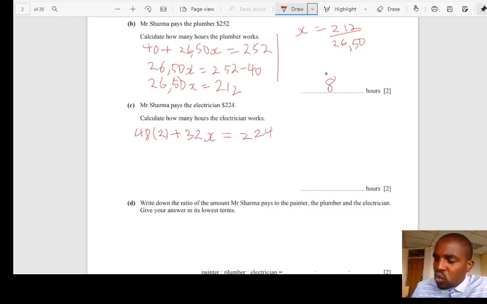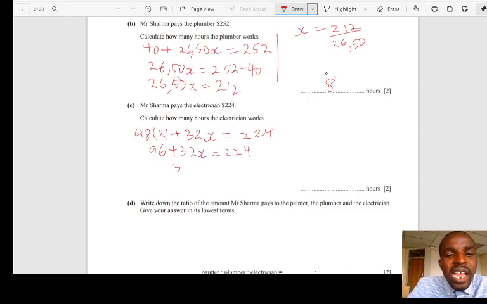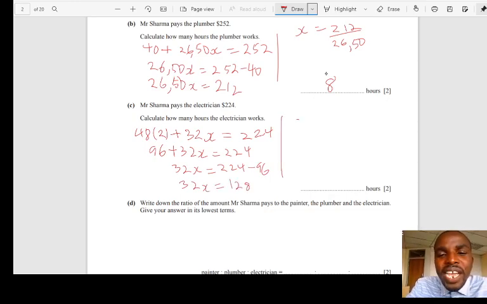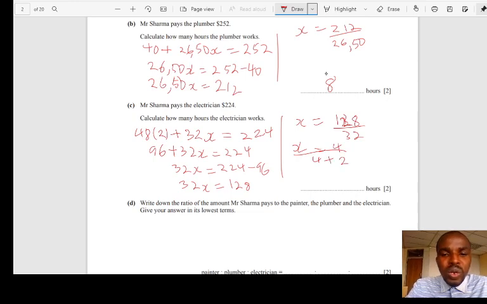Then multiply 48 by 2, you get 96. So 96 plus 32x equals 224. Collect like terms and simplify. 224 minus 96, you get 128. So 32x equals 128. To get x, you divide by 32. So it's 128 over 32, you get x equals 4 hours. That's the value of x. Then the total hours worked by this electrician will be 4 plus 2, which is 6 hours.